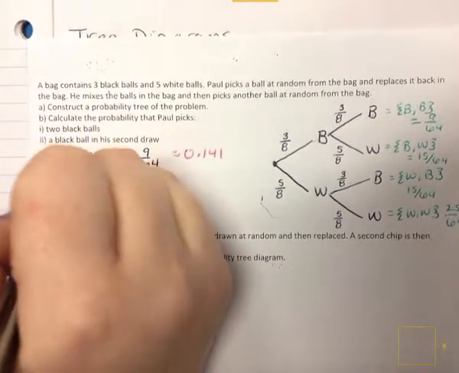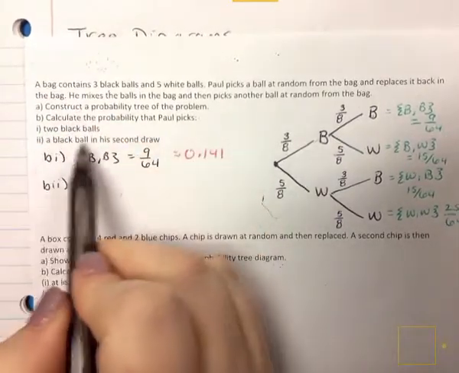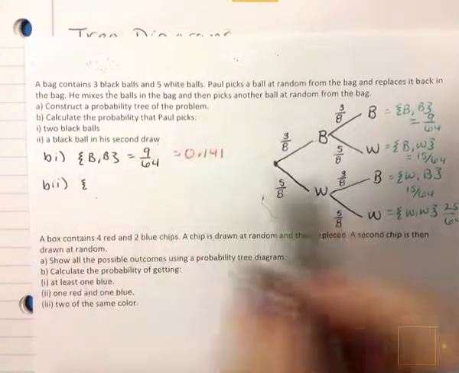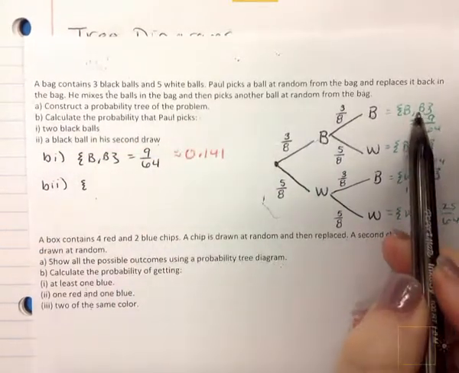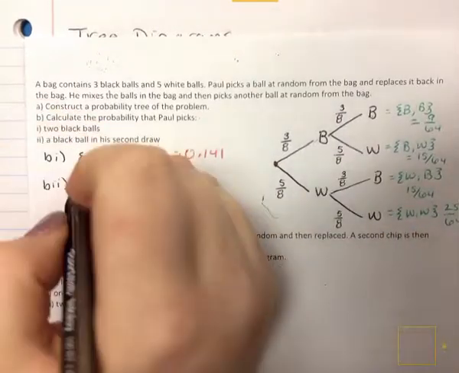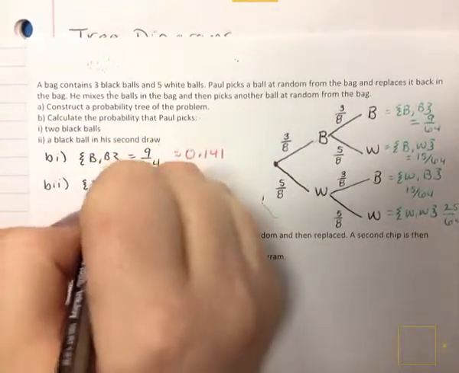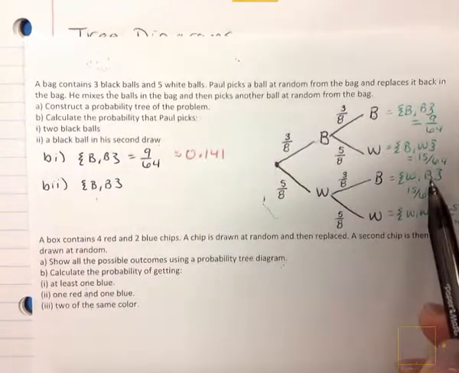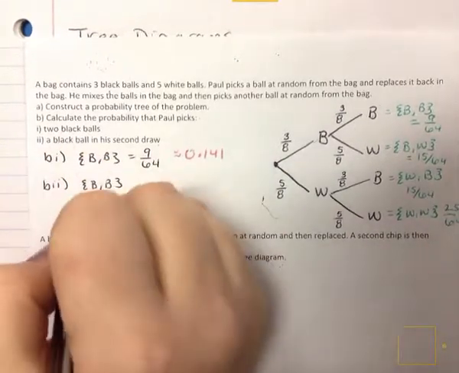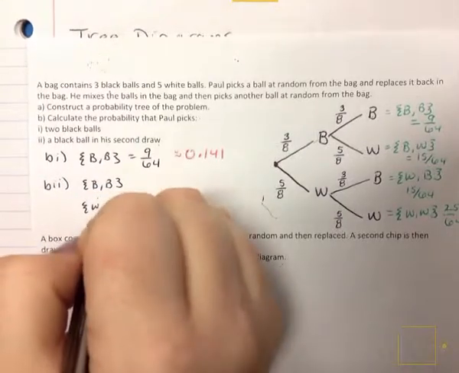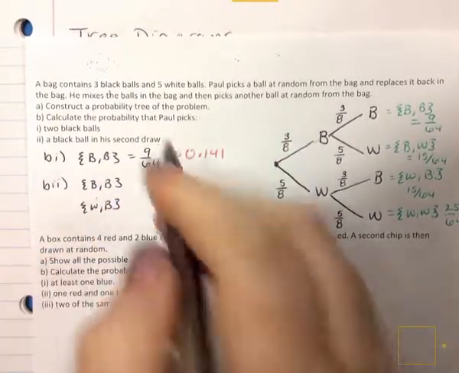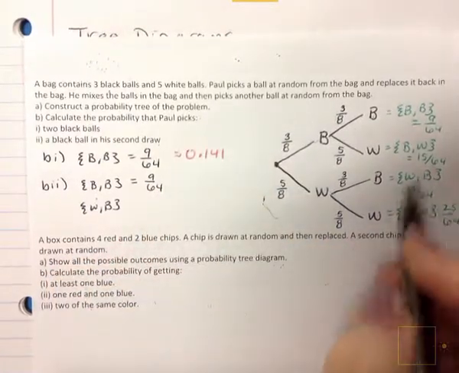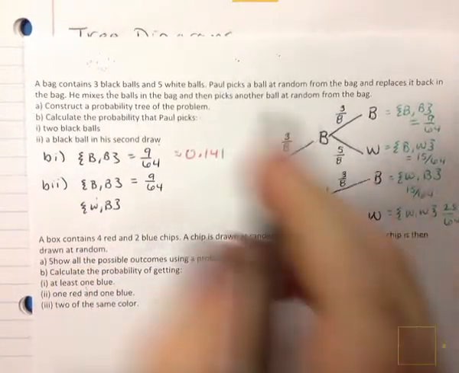Part B(ii) asks for a black ball in his second draw. There are different opportunities for that because he could get a black ball if he picks both of them black. So we have B and B, but we also have when he picked the white ball then the black ball. So we also have white then black. Now the black and black was 9 over 64, and then the white then black was 15 out of 64.